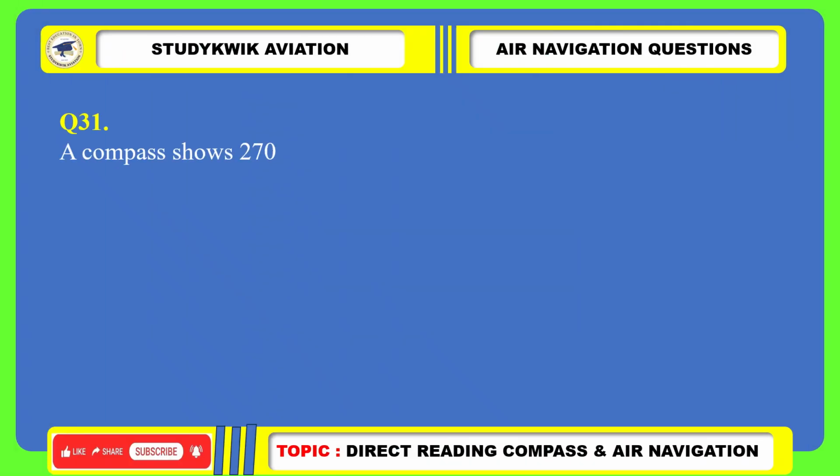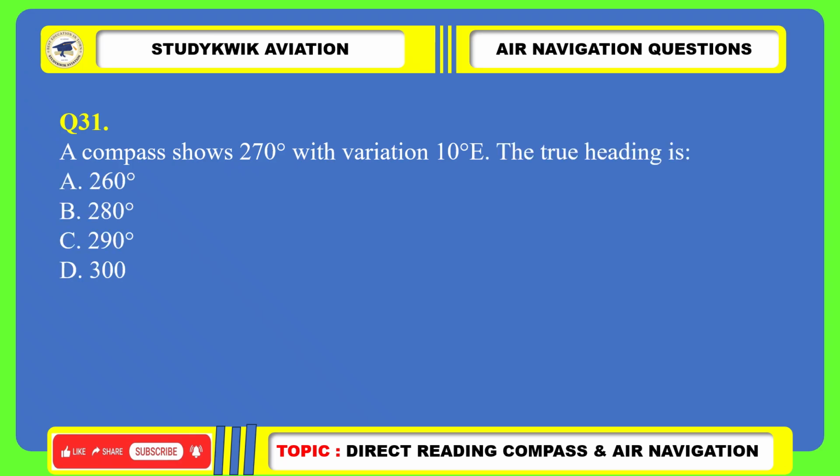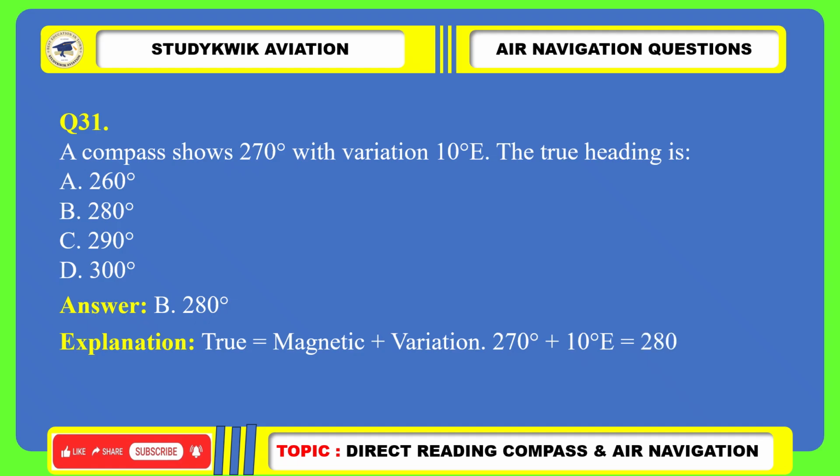Question 31. A compass shows 270 degrees with a variation of 10 degrees east. The true heading is 260 degrees, 280 degrees, 290 degrees, 300 degrees. The correct answer is B. 280 degrees. True is equal to magnetic plus variation. 270 degrees plus 10 degrees is equal to 280 degrees.